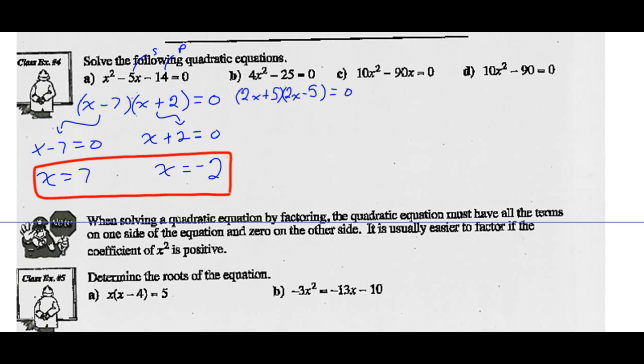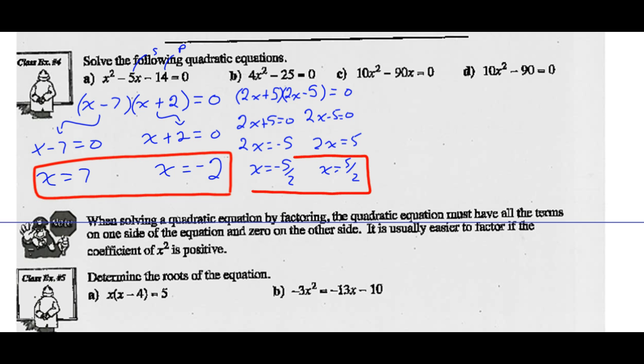I'm done factoring. I now set each factor equal to 0. So 2x plus 5 can equal 0, or 2x minus 5 can equal 0. And solve these equations. Minus 5 over here from both sides and divide by 2. Over here I'm going to add 5 to both sides and divide by 2. So my solutions are negative 5 halves or positive 5 halves. All right.